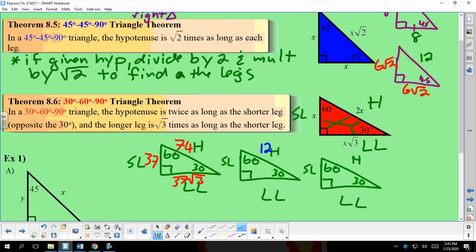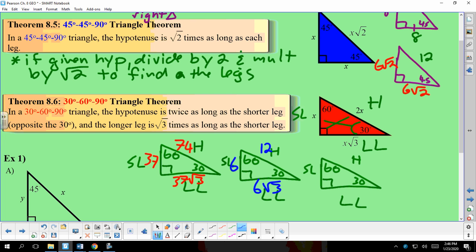Okay. And the short leg is 6. The short leg is half of 12, or 6. And then once I have the short leg, the long leg is 6 root 3. Pretty easy, right? Once you get the practice and develop the pattern. We're doing a lot of practice in class, so I can run around and help you till we get this.